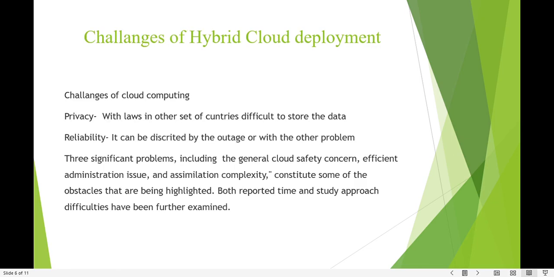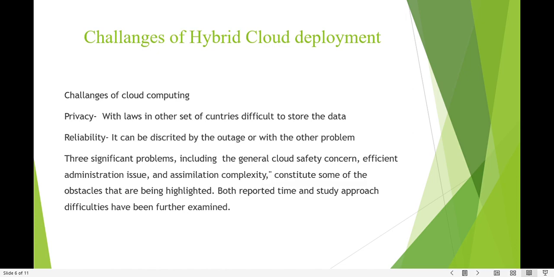What are the major challenges that we face in the cloud? Privacy. Reliability: it can be destroyed by an outage or a problem. But three significant problems include the general cloud safety concern, efficient administrative issues, and the accomplish complementary.